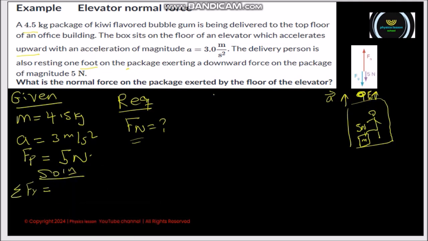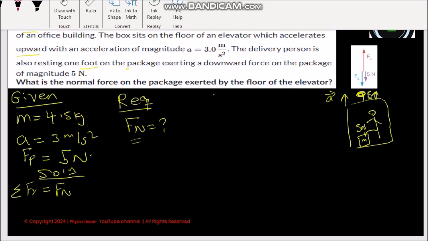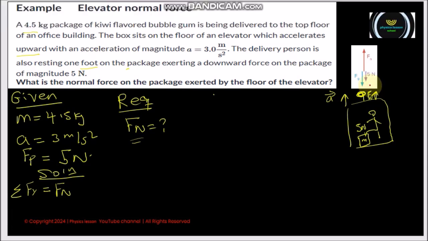All right, now the solution we can find by the summation of all the forces on the vertical. Let's see, on the vertical we have the normal force, it's upward. Then the other, let me show you on the pen. Look at these two things.